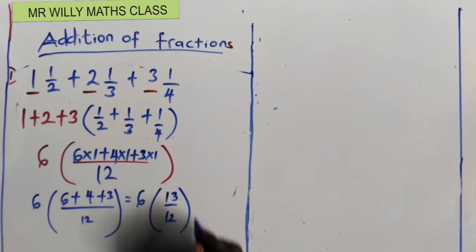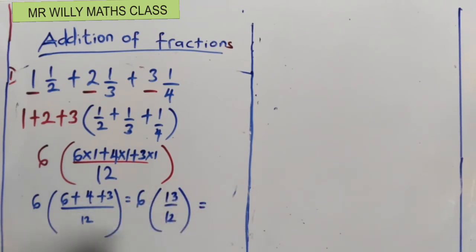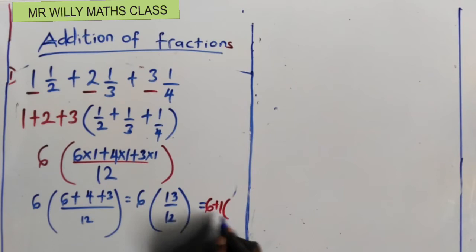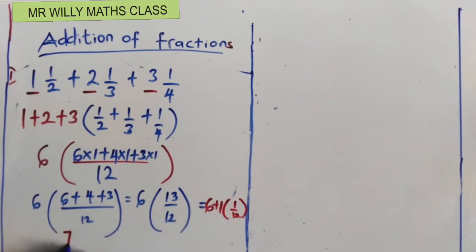If you look at this fraction very well, you know that 12 can still go in 13. Yeah, 12 will go in 13 one time, remainder 1. So that will be 6. The 12 that can go in 13 one time, you add 1. The remainder will be 1 over 12. So our final answer: 6 plus 1, that will be 7 whole number 1 over 12. This is our final answer.